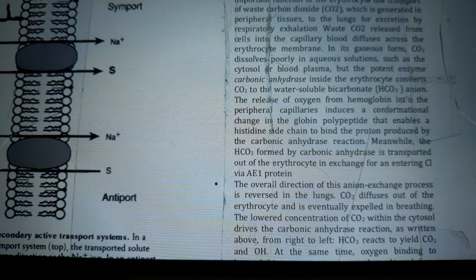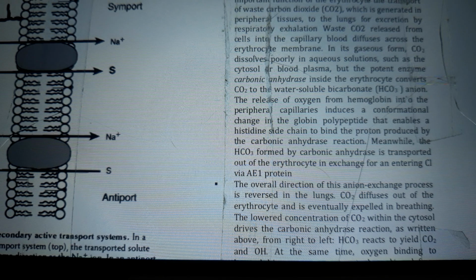Waste carbon dioxide released from cells into the capillary blood diffuses across the erythrocyte membrane. In its gaseous form, carbon dioxide dissolves poorly in aqueous solutions such as the cytosol or blood plasma, but the potent content of the enzyme carbonic anhydrase inside the erythrocyte converts CO2 to the water-soluble bicarbonate anion.